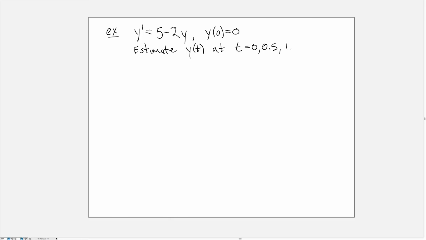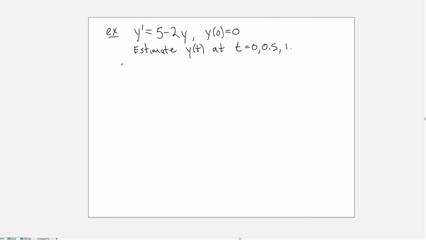Now because this is a linear differential equation, we've already seen how to solve these analytically, meaning we can get a formula for the function y of t. But instead, we're going to use the fact that we know how to solve it to perhaps check our solution later. Instead, we're going to focus on coming up with an approximation to this function. So how do we do that?